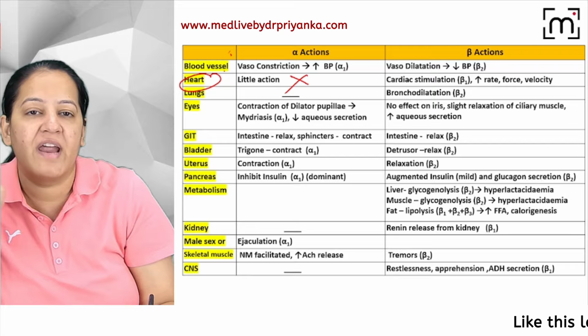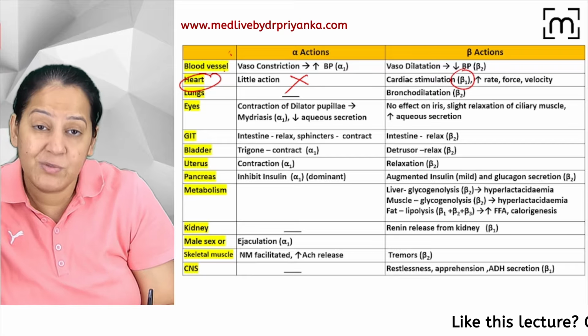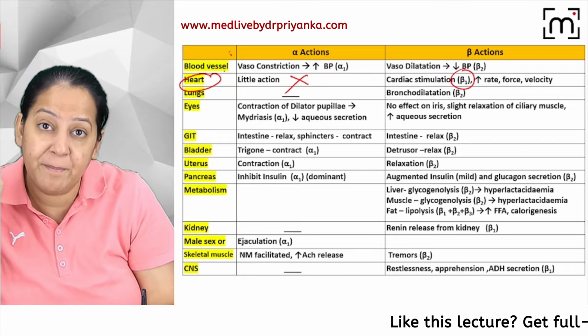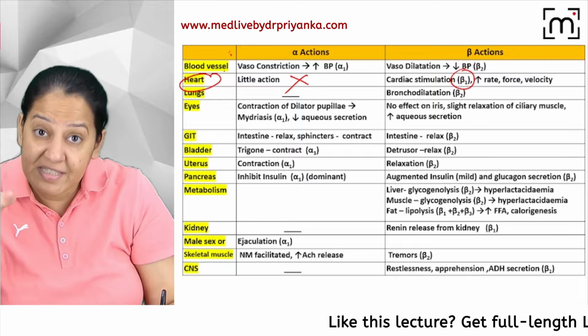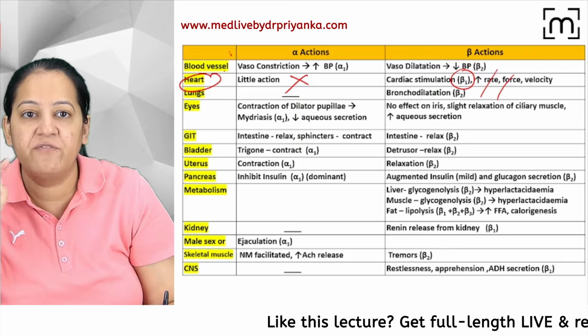Okay, so in the heart, we are having beta 1. So what happens when noradrenaline comes and binds with the beta 1 receptor present on the heart? It stimulates the heart. It increases the rate, force and velocity.